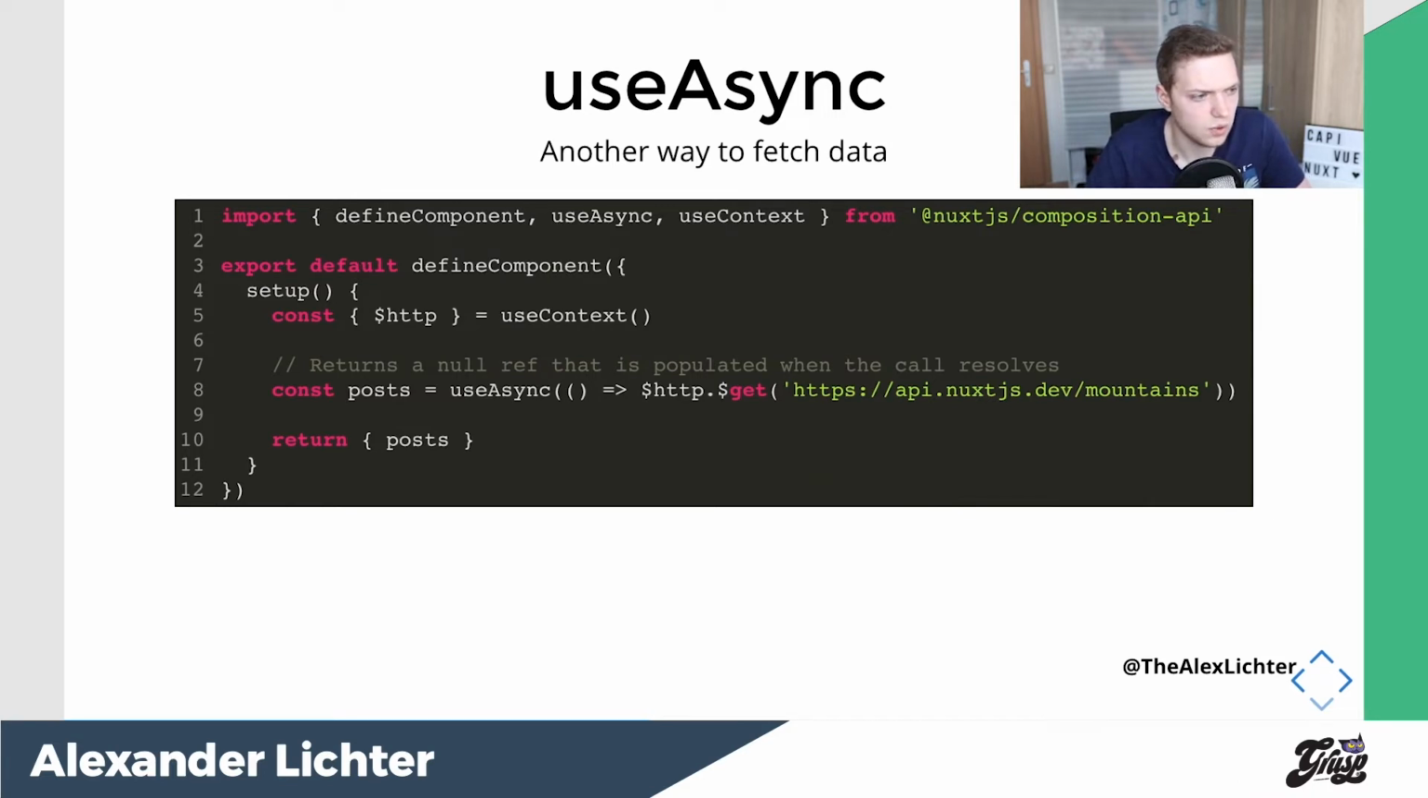Inside here, we get our HTTP module from useContext, and then we say, okay, useAsync, and then we have an async function that just returns the value of HTTP get. And then instead of mutating some reactive reference, we just assign the result of useAsync to posts in this case. And as the comment on line 7 says, posts will be a ref with the value null at first, and as soon as the promise, or in this case this HTTP call, is resolved and the result is there, that ref will be populated with the value. So not at first, and at some point it gets the value.